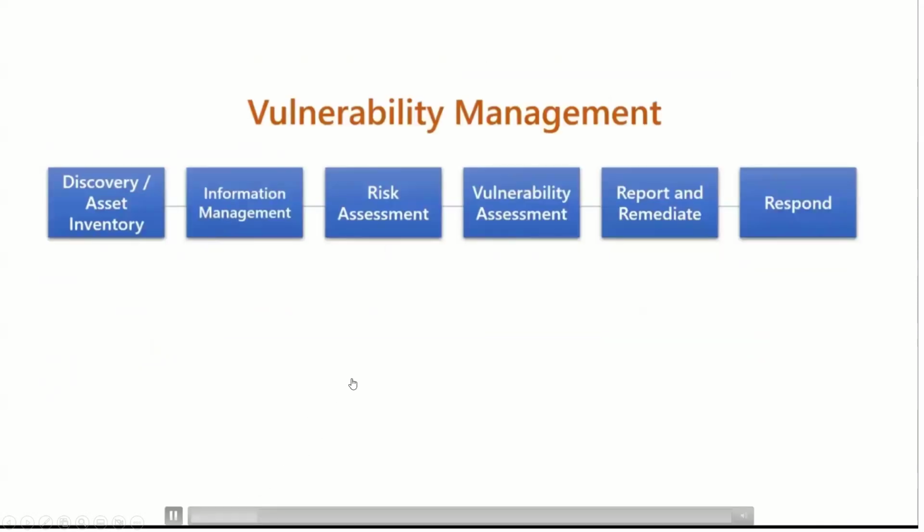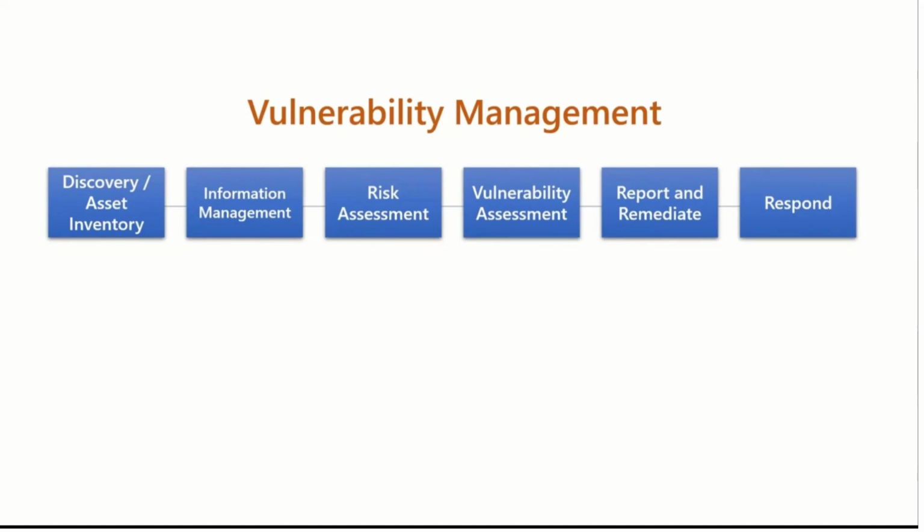So these are the stages that are involved in a vulnerability management system. First of all, there is discovery of asset inventory, information management, risk assessment, vulnerability assessment, report and remediation, and response. Each one of these tasks is important, and the same sequence should be applied to remove and manage the vulnerabilities in a systematic way.